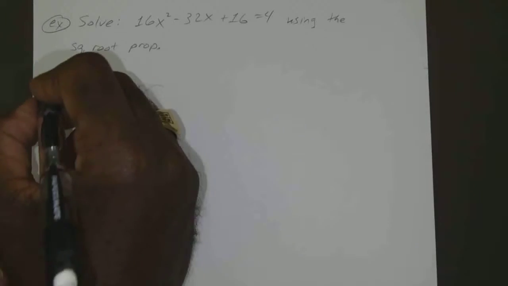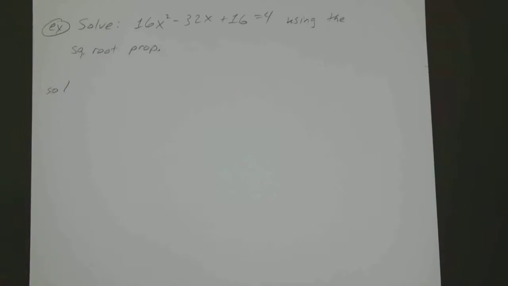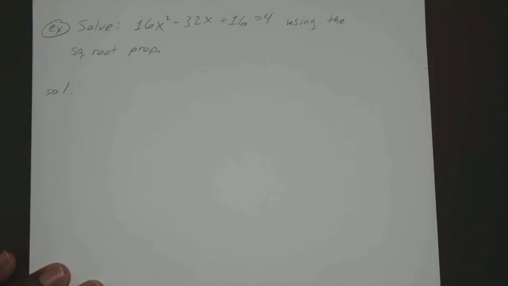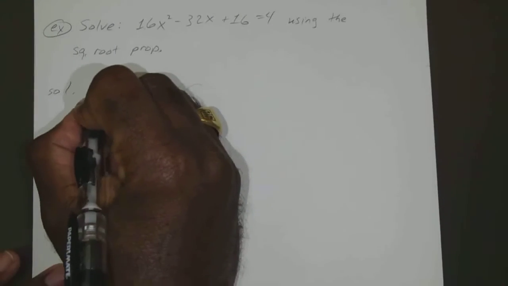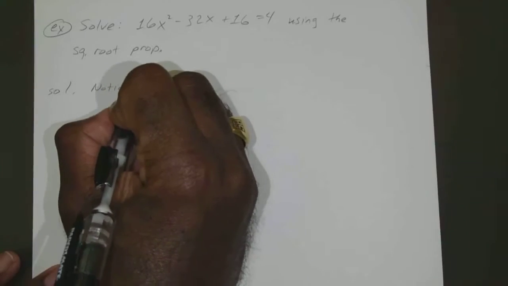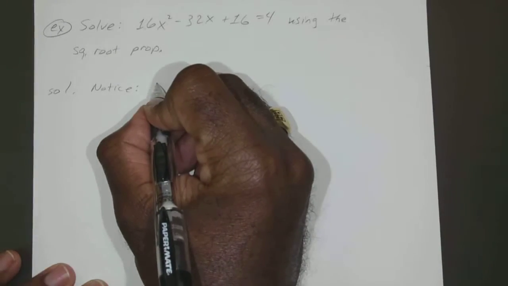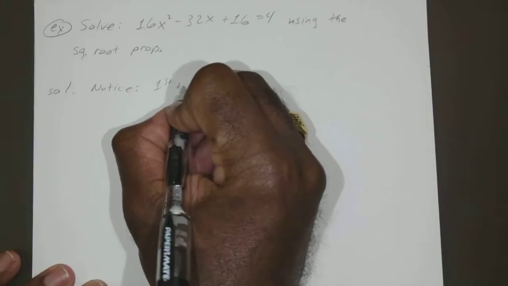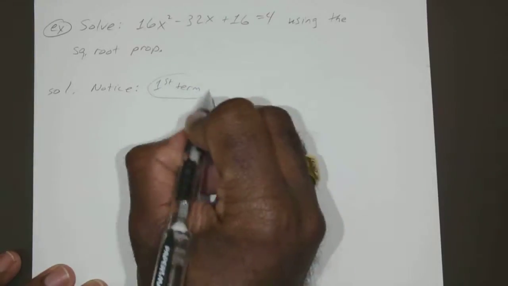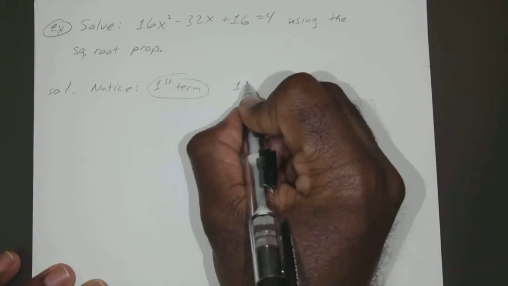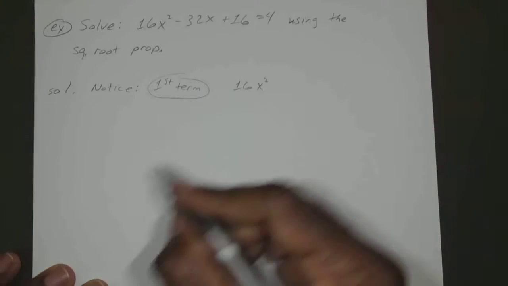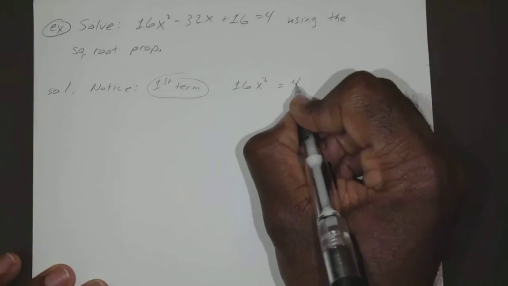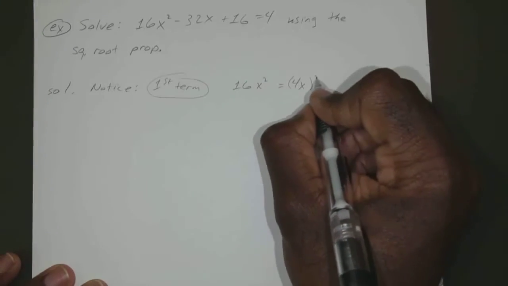Alright, so we'll go ahead and solve this one. Okay, so the first thing you want to notice is your first and last terms. Okay, so you have 16x squared. You can rewrite that as 4x squared.